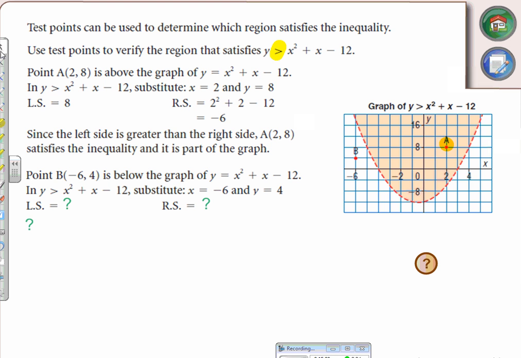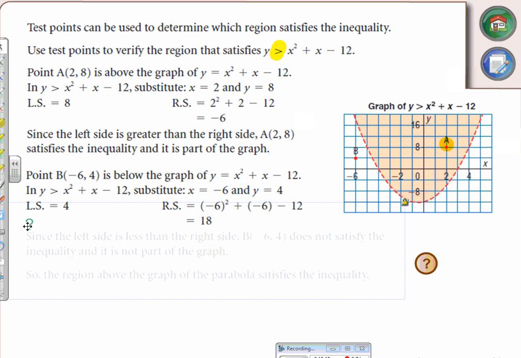Same thing would happen if you took a test case as -6, 4. Plug it in your left side, plug it in your right side. Your left side's 4, your right side comes to 18. That does not satisfy the inequality, so that's not where you shade.